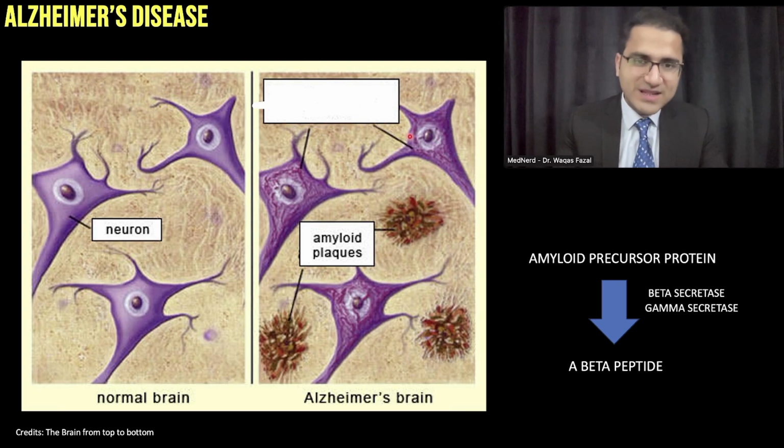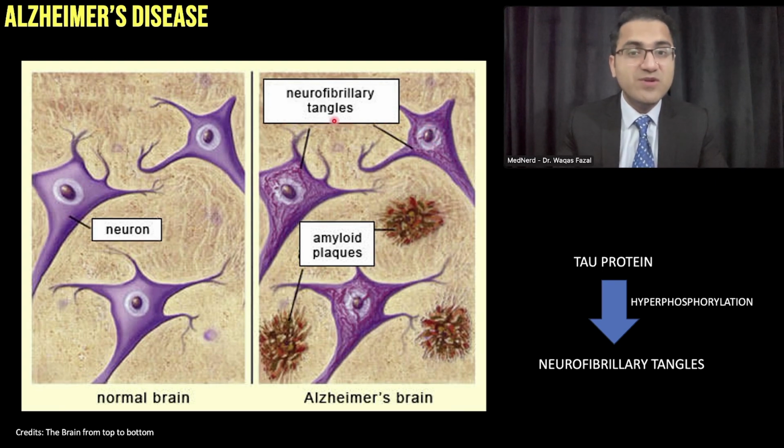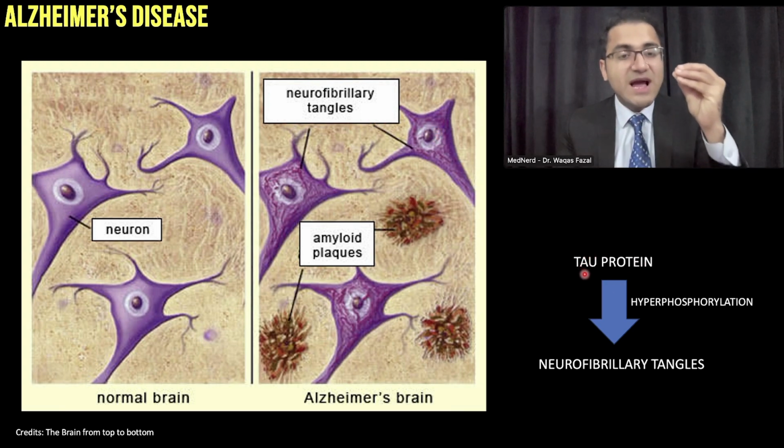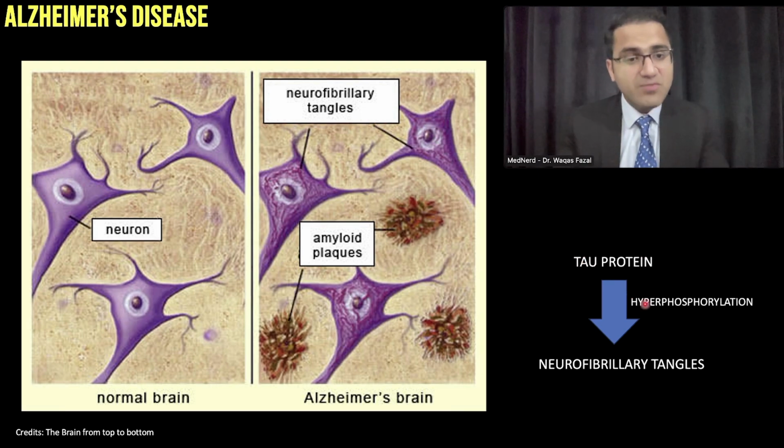Now, coming within the cells, neurofibrillary tangles are formed. What are neurofibrillary tangles that are formed inside the neuron cells and cause Alzheimer's disease? Basically, these are tau proteins. Tau proteins are microtubule proteins, and these tau proteins get hyperphosphorylated and they form neurofibrillary tangles. These neurofibrillary tangles accumulate within the neurons and they damage the neuron, resulting in neurotoxic effects and Alzheimer's disease.